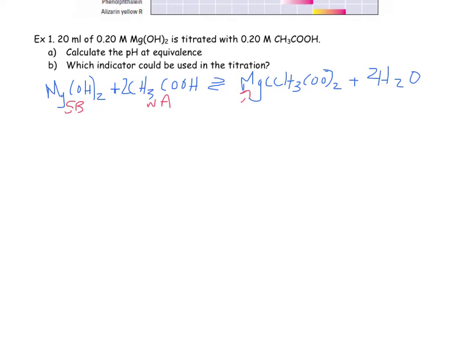The Mg2+ in my salt will be a weak conjugate acid, but the acetate ions that are present will be strong conjugate bases. That means I will have a pH that is greater than 7. Well, how far away from 7 will it be? I need to use some stoichiometry to find the concentration of that acetate in my system at equivalence.